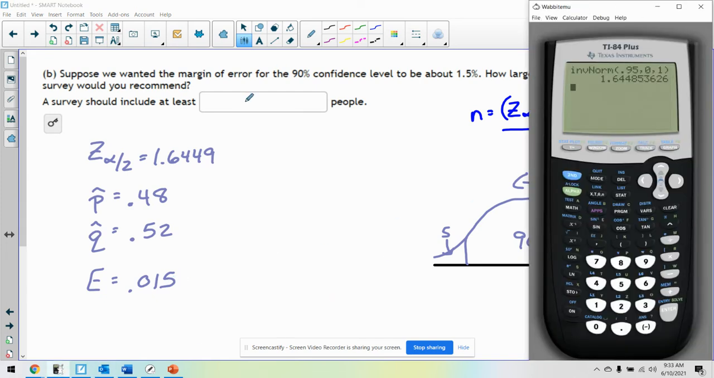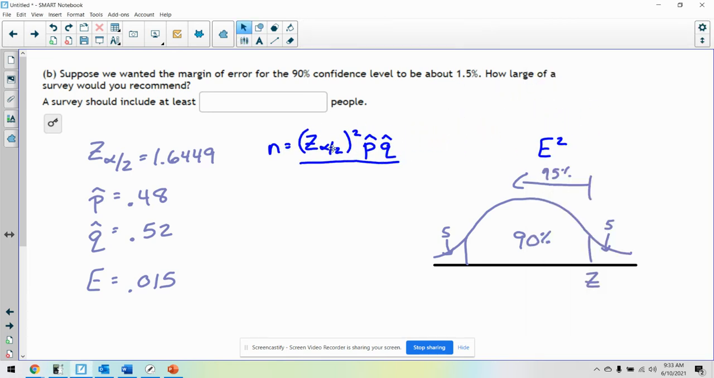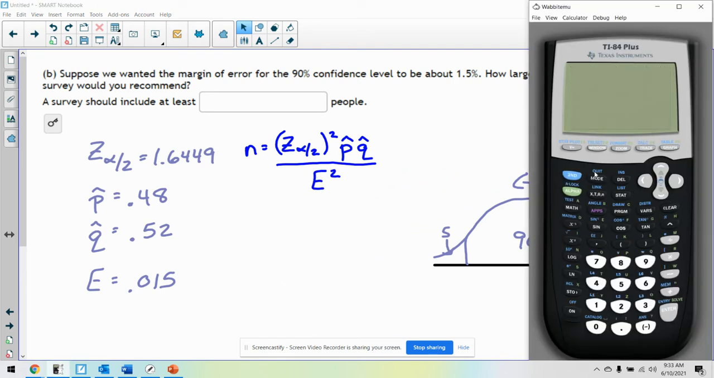So the first thing I'm going to do is take my z value. Let me see if I can drag this over so we can reference it. There we go. Distribution, inverse normal. Yeah, because I want that exact number. So I'm going to take that. First thing I'm going to do is square it. Okay, that's this thing here. Now it says multiply by p hat and q hat. So I'm going to do times 0.48 times 0.52. That's the entire numerator right there, 0.6753.